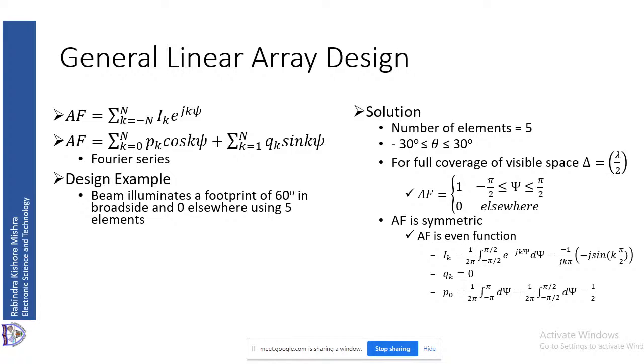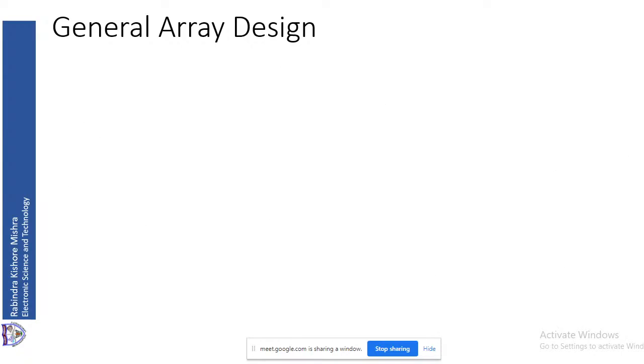Then P0 will be 1 upon 2 pi integration minus pi to pi d psi, so that will give us 1 by 2. Then Pk, simply integrate 1 by 2 pi, minus pi by 2 to pi by 2, cos k psi d psi. That will give us 1 by k pi sin k pi by 2. So I have got everything. My Ik is equal to P0 or Pk, etc.